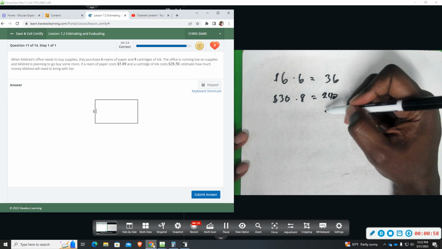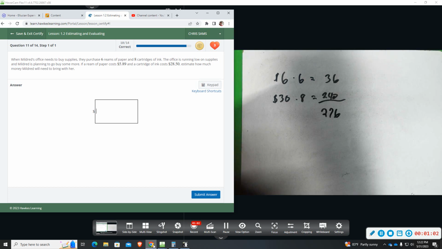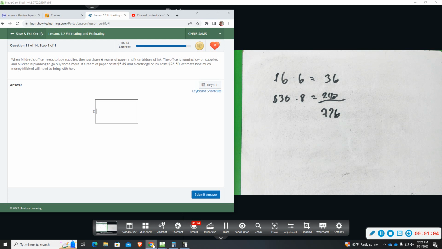So if I add these, that will give me 276. She brings 276. She should have enough. Don't know if we need to round to 276 or not. I'm going to say 276.